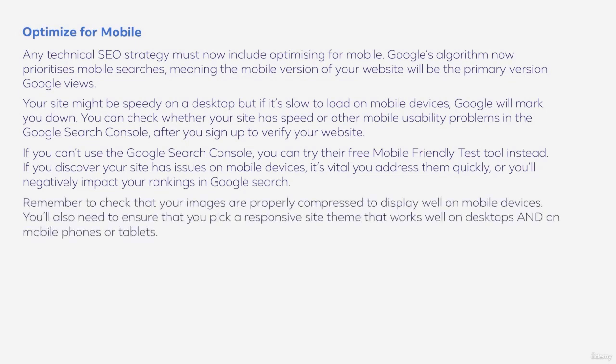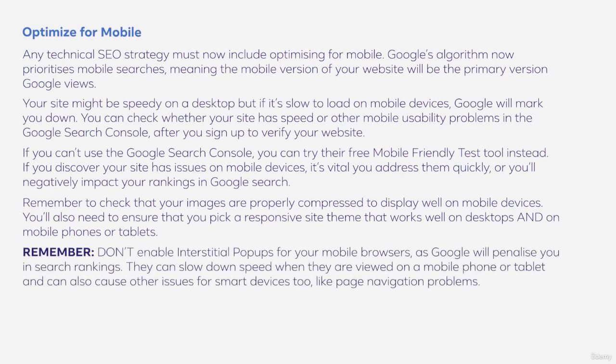Remember to check that your images are properly compressed to display well on mobile devices. You'll also need to ensure that you pick a responsive site theme that works well on desktops and on mobile phones and tablets. Remember, don't enable interstitial pop-ups for your mobile browsers, as Google will penalize you in search rankings. They can slow down speed when they're viewed on a mobile phone or tablet, and can also cause other issues for smart devices too, like page navigation problems.